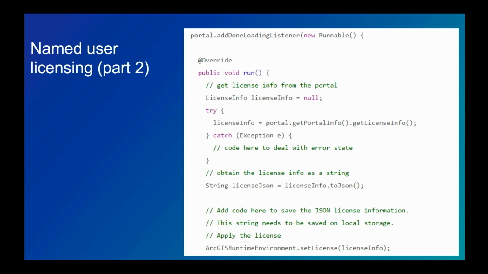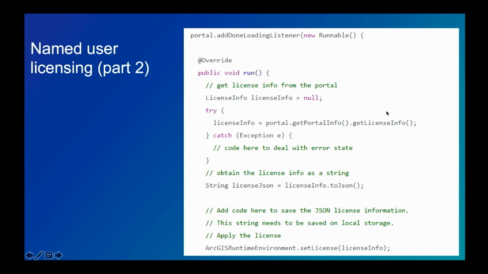Now, if anybody's thinking, this guy was talking about offline use in a minute, how on earth can that work if I haven't got any connection to ArcGIS Online? I'm out in the field. I still want to be able to license my application and use it. Well, luckily we've thought about that. If you are writing an offline application, you just need to write a few extra lines of code.